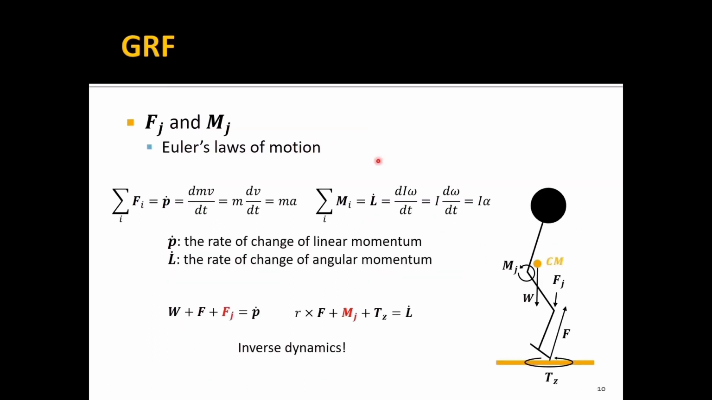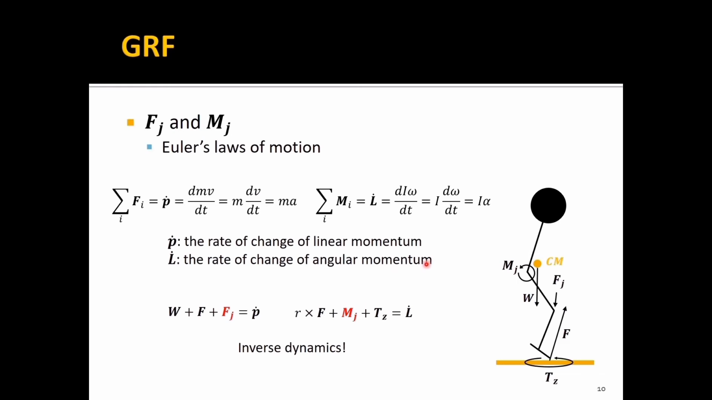Ground-reaction force can also be used to calculate net joint force and net joint moment. And here we have Euler's laws of motion. Here F means force, P means linear momentum, M means moment or torque, L means angular momentum. And here I means moment of inertia, omega means angular velocity, alpha means angular acceleration. And then P prime means the rate of change of linear momentum. L prime means the rate of change of angular momentum.